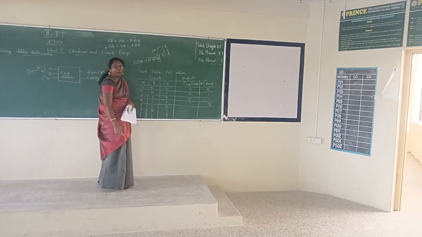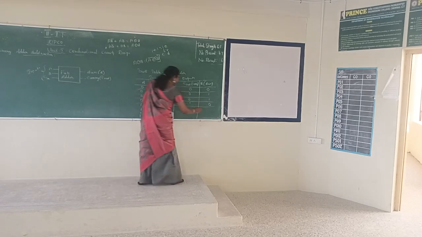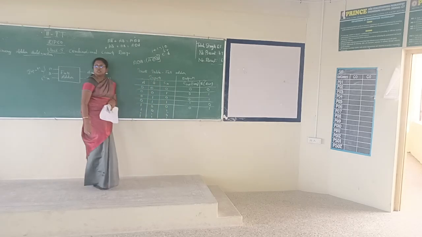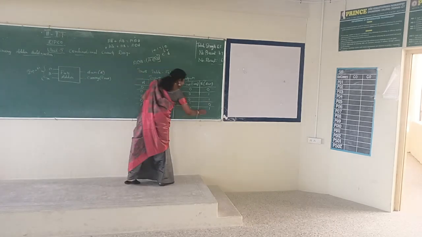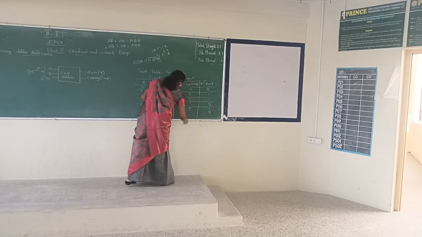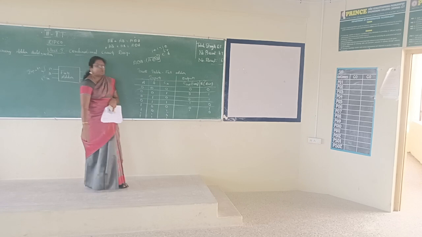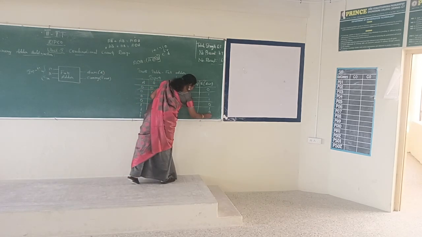What is 1 plus 0 plus 0? Sum will be 1. Carry will be 0. Then what is 1 plus 0 plus 1? Sum will be 0. Carry will be 1. Then what is 1 plus 1 plus 0? Sum will be 0 and carry will be 1.